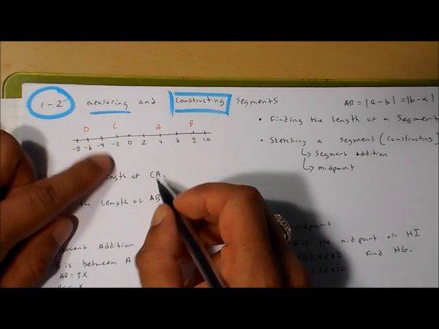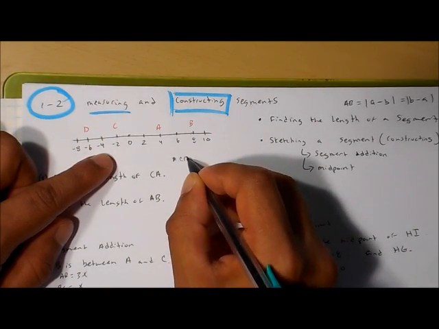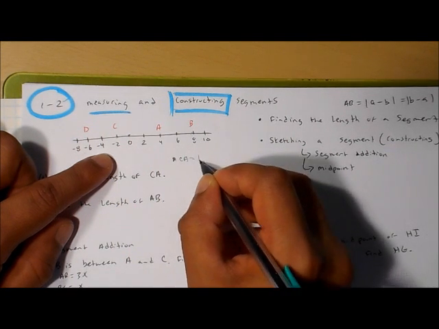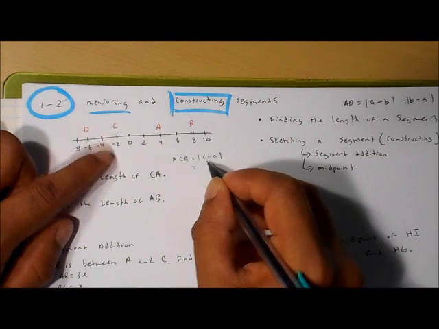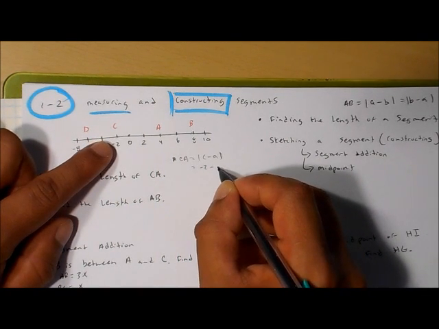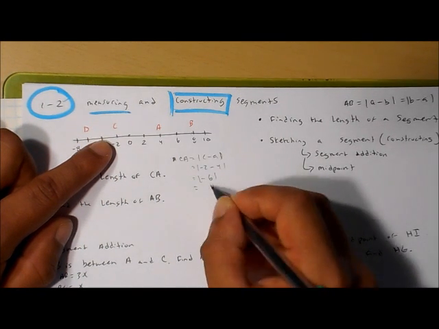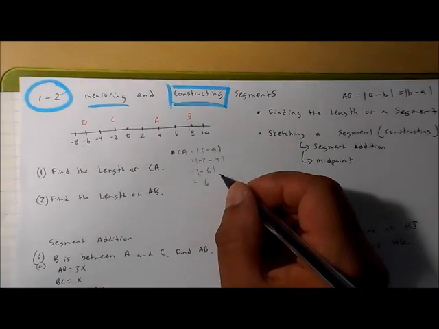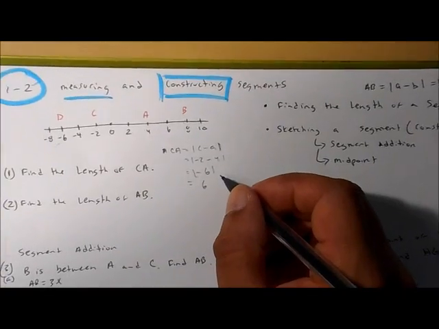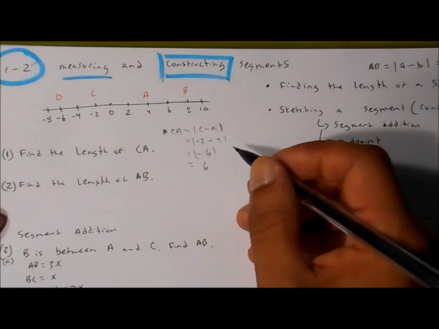So let's try CA. CA is equal to C minus A. C is negative 2 minus A, which is 4. So negative 2 minus 4 equals negative 6. The absolute value of negative 6 is always 6. Now, when we take the absolute value of something, we always take the positive number of it.